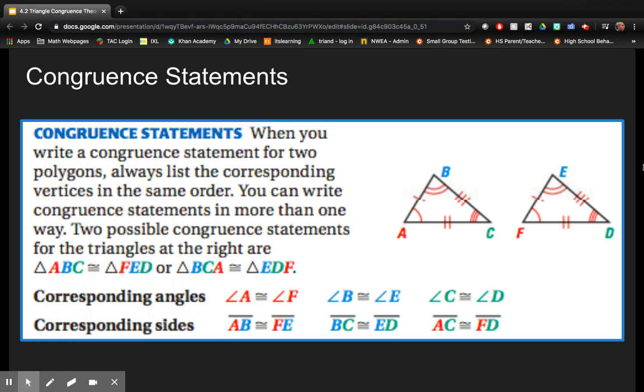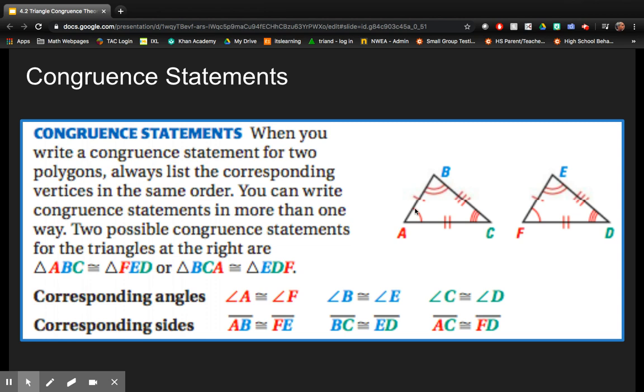Notice in the figure that angle A and angle F are congruent, so they both come first. Angle B and angle E are congruent, so they both come second. Angle C and angle D are congruent, so they both come third. You can write this in any order so long as those corresponding pieces stay in the same position.